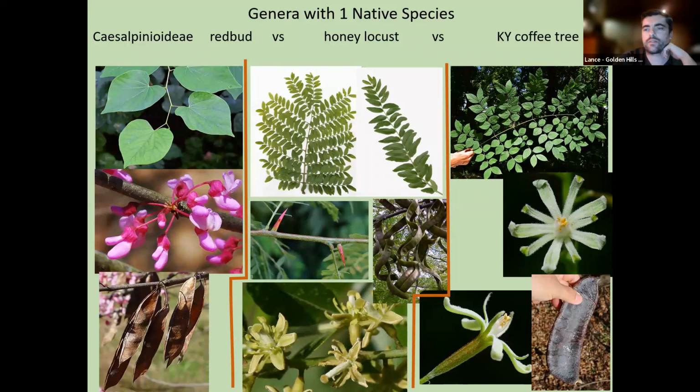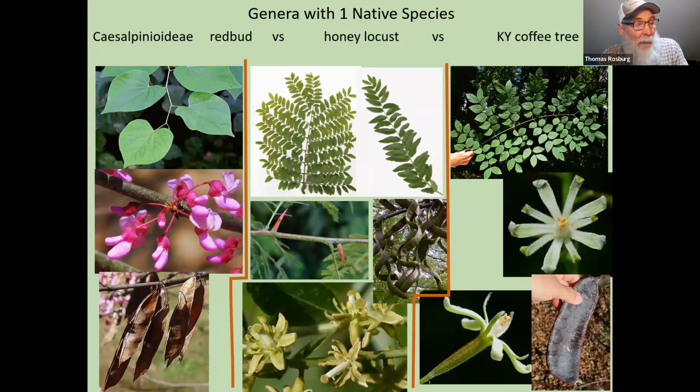We did have one question. Okay, I can deal with that. Any tips for differentiating between Cassia marilandica and Cassia hebecarpa? Yeah, those two are fairly similar, so it's not easy.